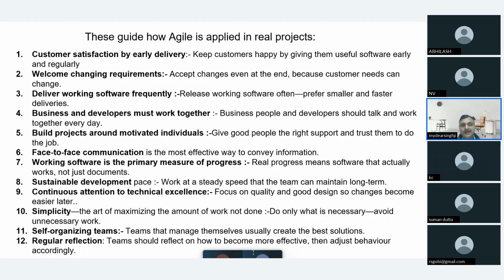So in the agile way of working, they ask us to give good people the right support and trust them to get the work done. We need to give a motivated environment to motivated individuals, and we expect that whatever work we give, they are going to deliver. We need to trust them. We should not do micromanagement. We should trust, and we can motivate each and every person.